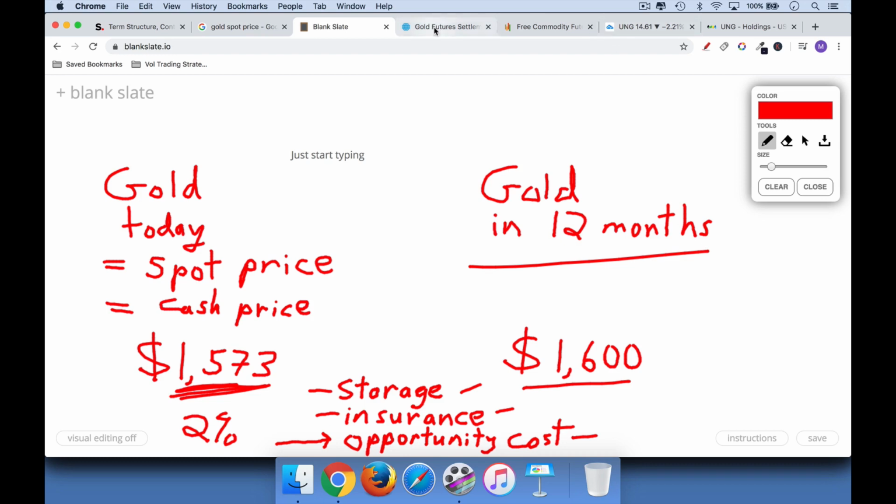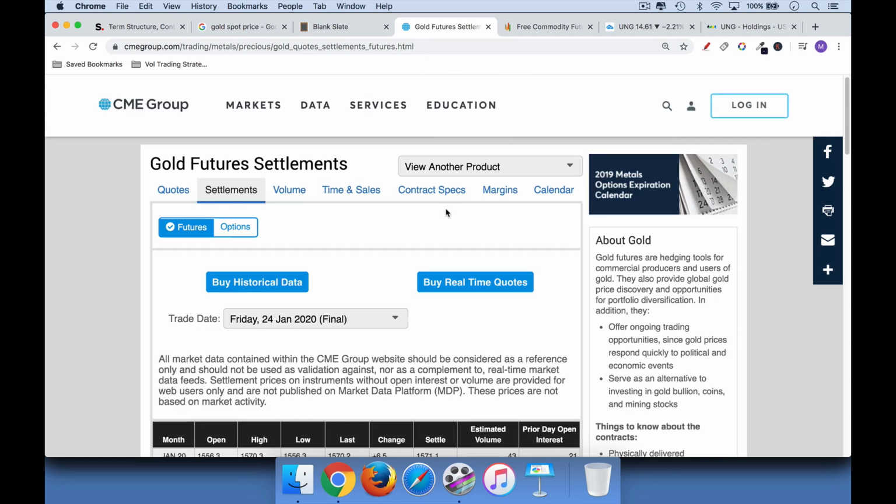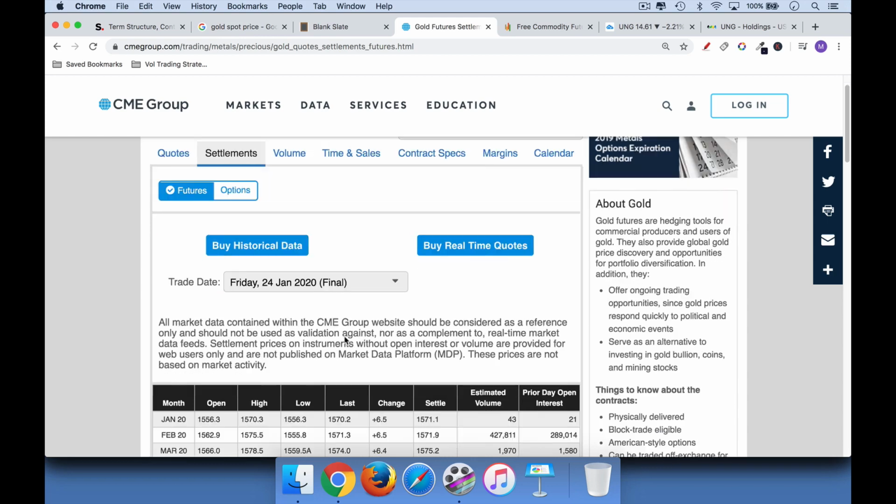And if we look at the gold futures curve, it's often called the futures curve. It can be called the term structure. There are various names for it. I just went to the NYMEX here, to CME Group. I looked under settlements, Friday, January 24th, 2020 settlements.